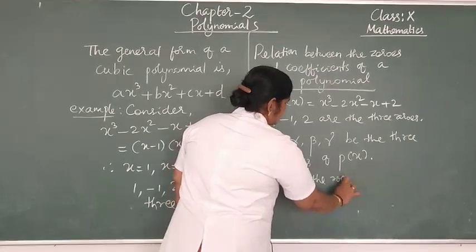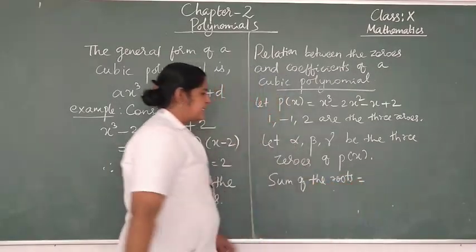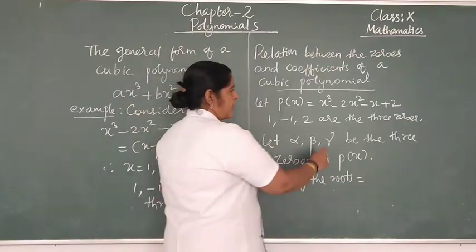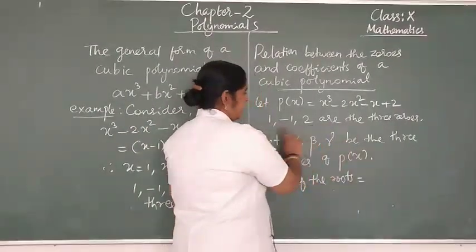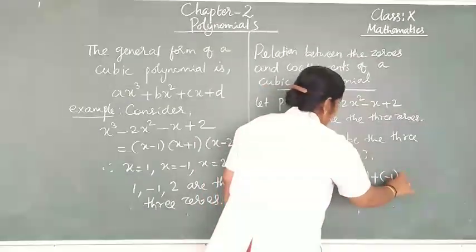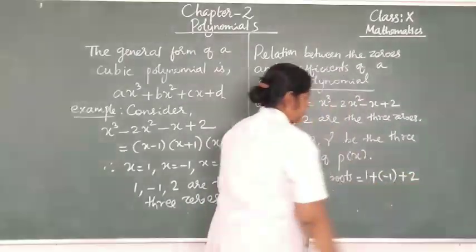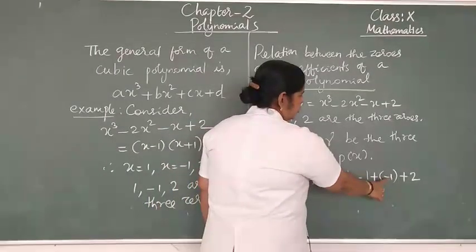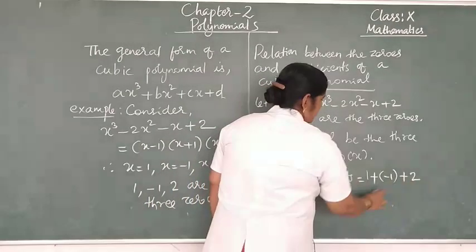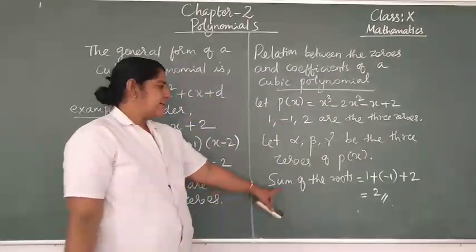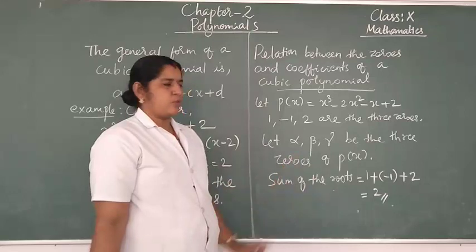If I need to find the sum of the roots or sum of the zeros, we want to add these three numbers, that is 1 plus minus 1 plus 2. I added the three zeros. So what is the answer? 1 minus 1 is 0 plus 2. So the answer is 2. So we got sum of the zeros equal to 2.